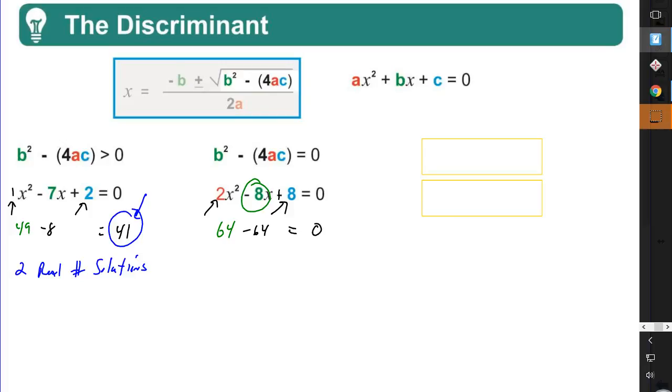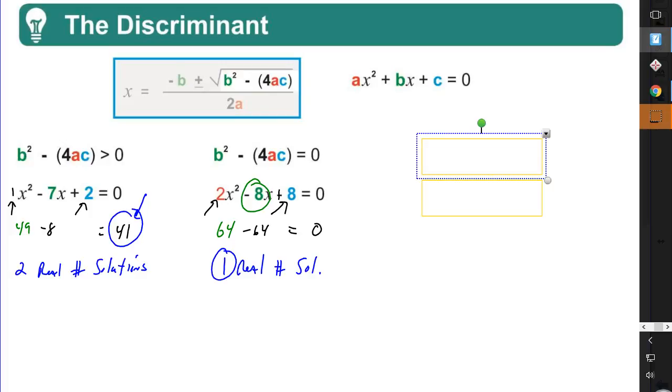So in this case, when you go to take the square root, it's going to be the square root of 0. And instead of having two real number solutions, you're going to have one real number solution. It's just going to be one real number. If you solve this by factoring, both factors would be the exact same factor and yield the exact same root, and hence you only get one.